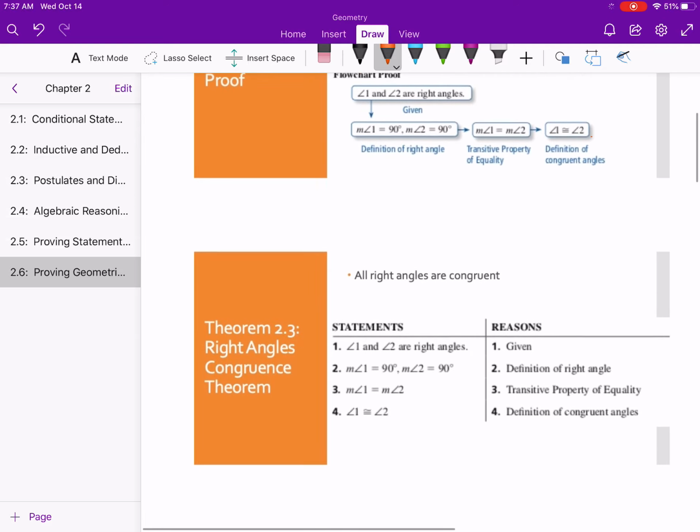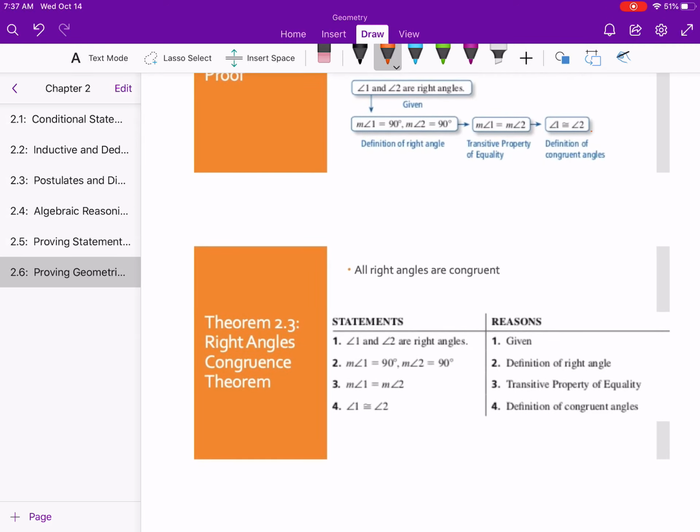A new theorem we have is theorem 2.3, which is the right angles congruence theorem. The right angles congruence theorem says that all right angles are congruent. There's a proof for you right there to show that this is actually true. And since it has been proven and what's given to us as a theorem, we can now use it as one of our reasons in a proof if it works.